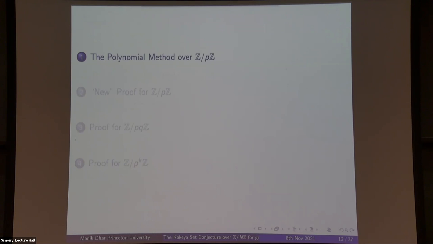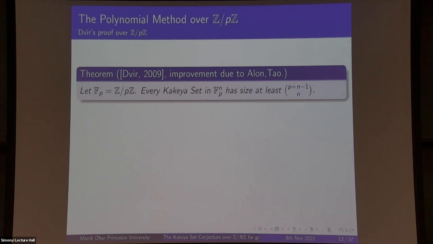Okay, so let's look at the polynomial method proof due to Zev first. So the proof that I'll be giving here is not exactly Zev's original proof, but it's an improvement due to Alon and Tao. So what we show here is any Kakeya set in F_p^n has size at least (p+n-1 choose n). Okay, so let's just jump right into the proof. Oh, maybe I should say that this quantity is at least p^n / n!, right?